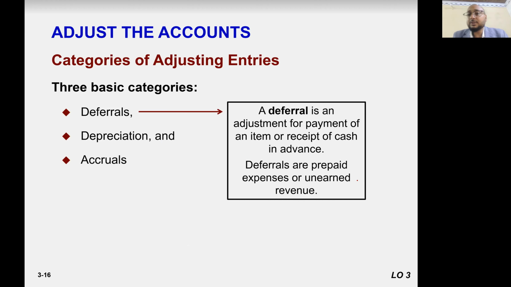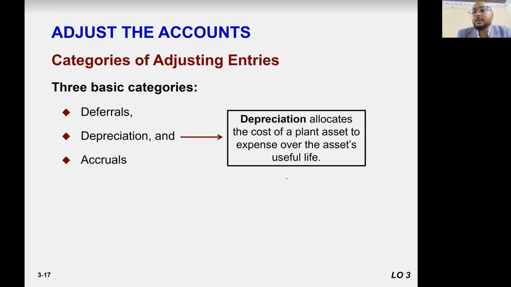So deferral means payment or receipts that you receive in advance, right? In advance payment, in advance cash receipts. When cash is received in advance, it only happens when customers pay you the money before actual sales happen, unearned revenue. Depreciation is the allocation of the cost of plant assets to expense over the life of its useful period.